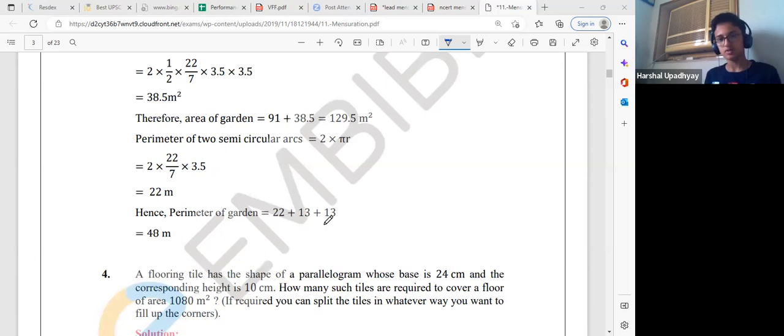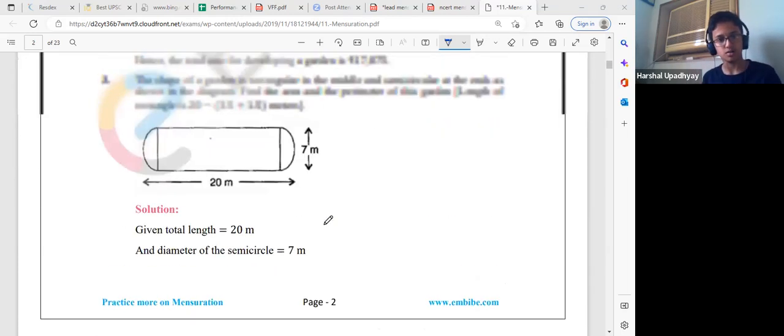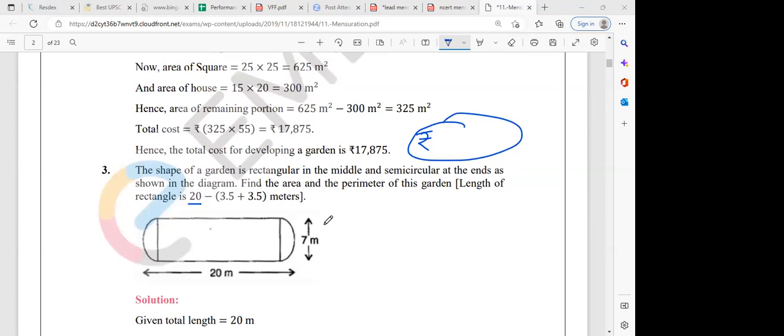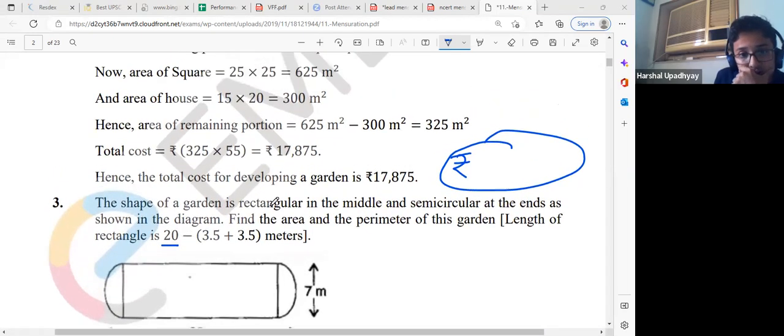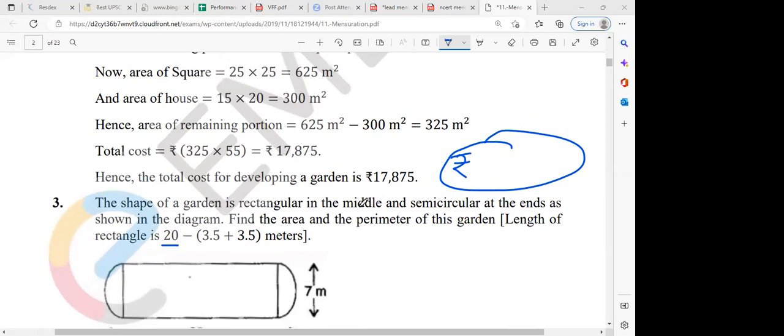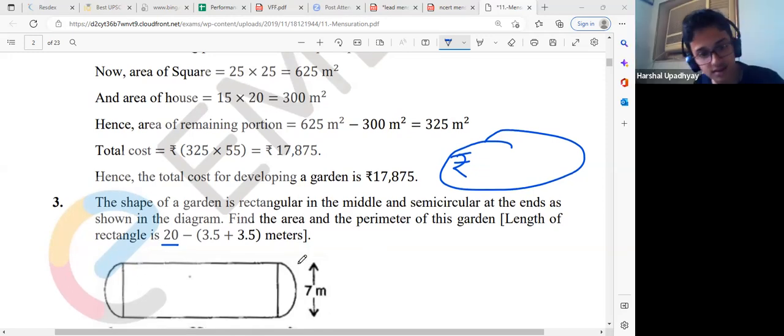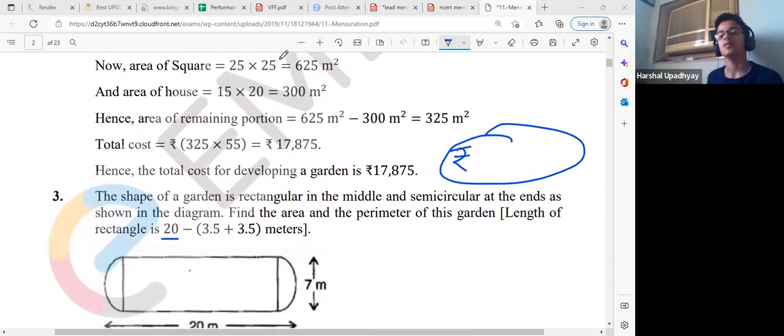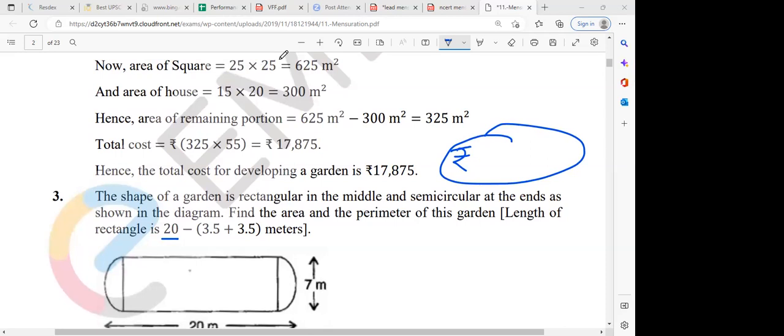But they asked only for the rectangular field, which is the garden. How come? Read the question. The shape of the garden is rectangle in the middle and semicircle at the ends. So that means this is also included in the garden. Okay. Now correct it.